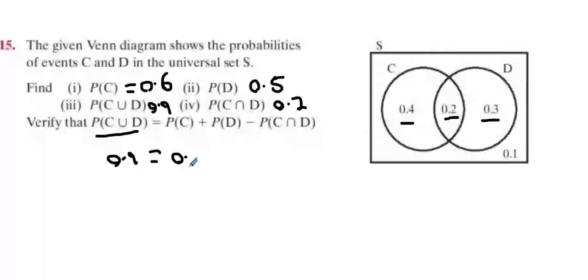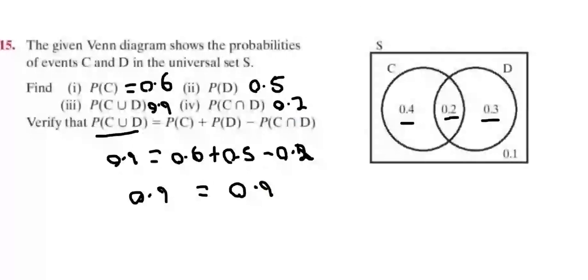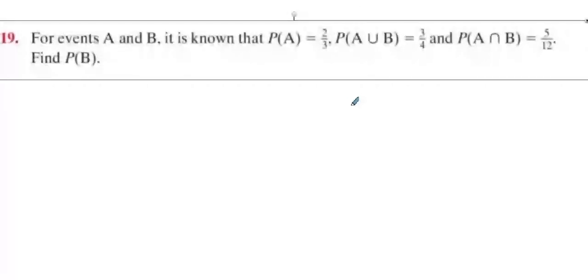PC? PD? 0.5 take away 0.2. 0.9 equals 0.9. All right, next one.